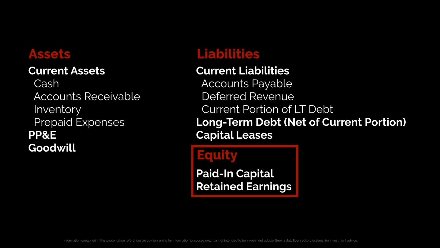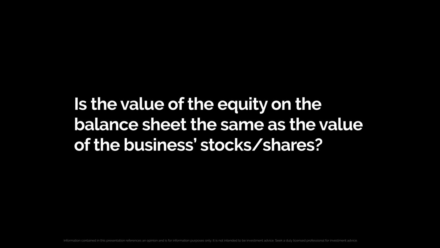But equity, we normally see it in two main forms, which is paid in capital and retained earnings. But remember, the definition of equity is whatever is left effectively after you do assets minus liabilities. Now, on our balance sheet, we're going to mark a certain amount of equity. But the question is, is this equity the same as what is sold to shareholders on the open market? So is the value of the equity on the balance sheet the same as the value of the business's stocks or shares? Because we take pieces of the business and split it up into millions of pieces, and that's an individual stock, so you own a little bit of that equity there. So is what's on the balance sheet the same as the value of the business's stocks and shares? So now would be a good time to pause the video and think about this for yourself.